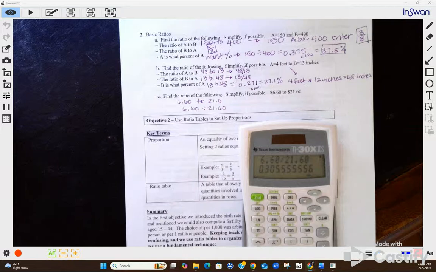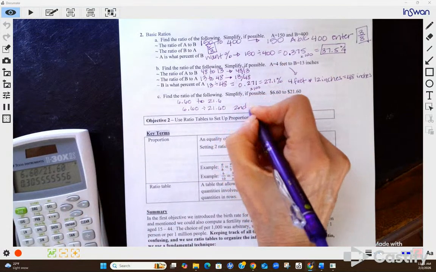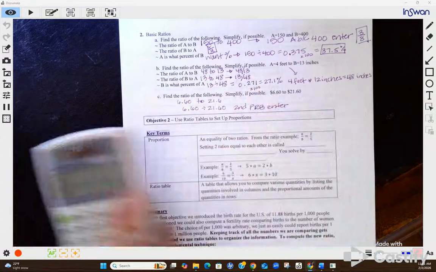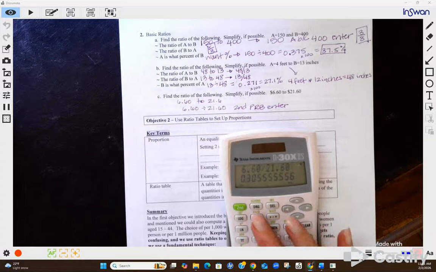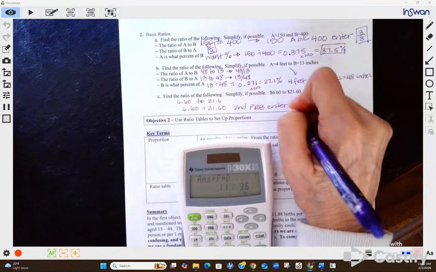We don't really want that, but we can use the fraction to decimal, so we can hit the second. Let me write it here first. Second, PRB, enter. So second PRB, enter, and it'll give us 11/36.